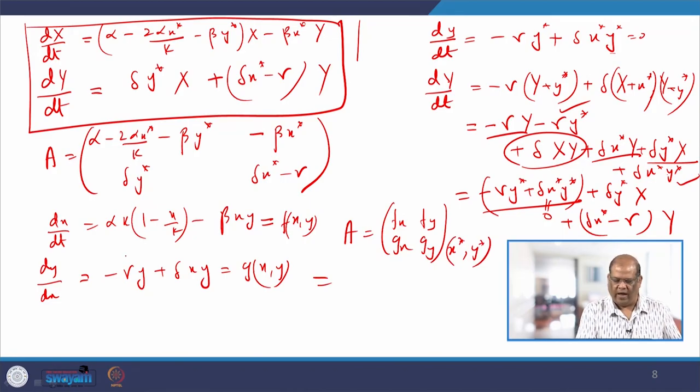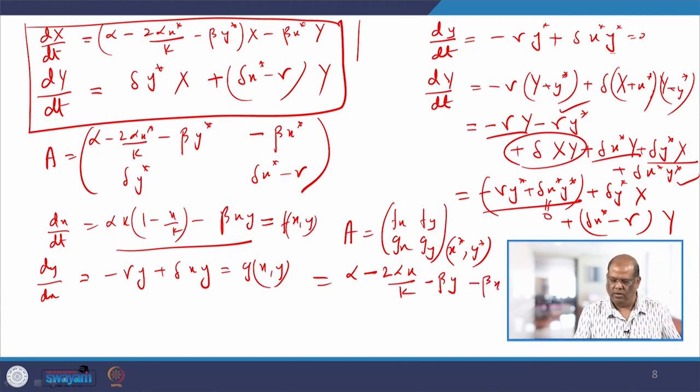So, if I find f x from here, that will give me alpha minus 2 alpha x by k minus beta y. If I differentiate it with respect to y, it is just minus beta x. Differentiate this with respect to x, you get delta y, and with respect to y, it is minus gamma plus delta x. And this needs to be calculated at x star y star.